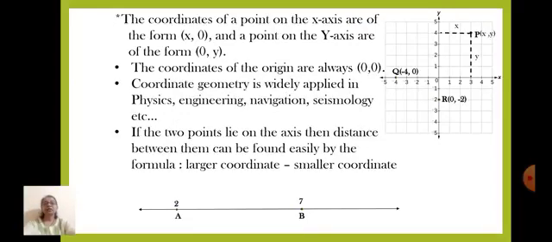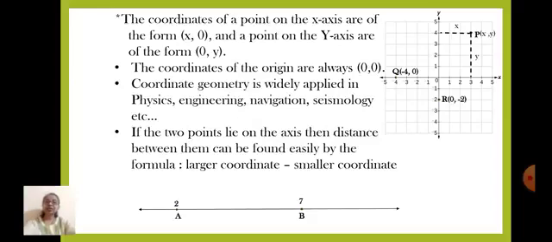So this you know. And the next point, the coordinates of a point on the x-axis are of the form x comma 0. What does it mean? That means all the points which lie on x-axis, they have their y coordinate 0. And a point on the y-axis are of the form 0 comma y. That means all the points which lie on vertical y-axis, they have their x coordinate 0. That is why in the form 0 comma y. And the coordinates of the origin is fixed, always 0 comma 0.